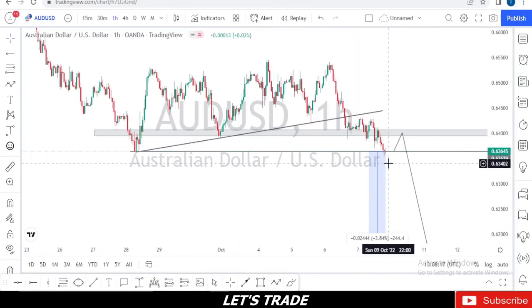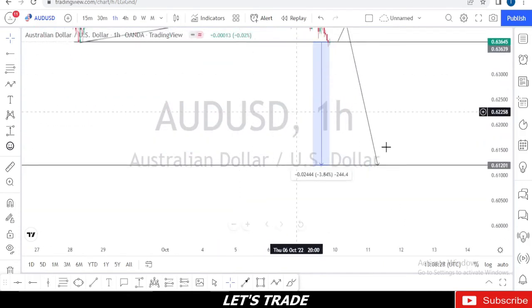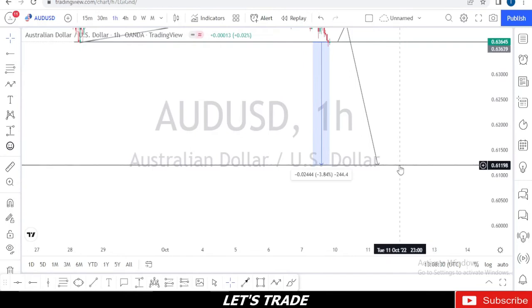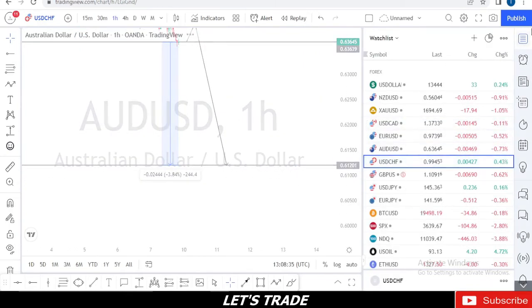So if price does break below here and retest, or should price go back and retest from here, and I see selling pressure, I'm going to sell from this point with my stop loss above, and I'll be looking at this point as our overall target, 244 pips. That's a huge profit in the forex market.